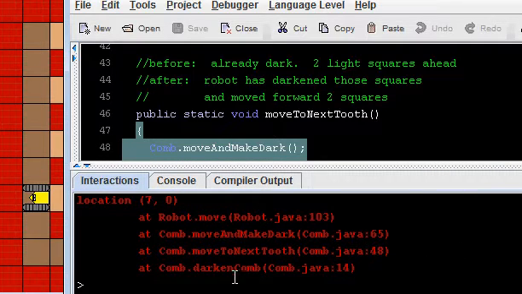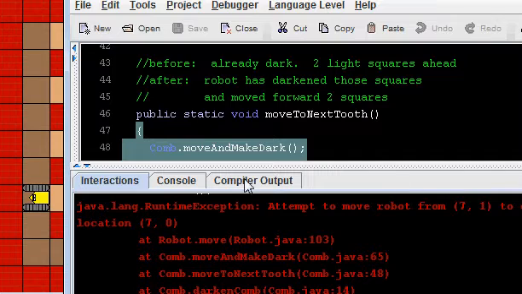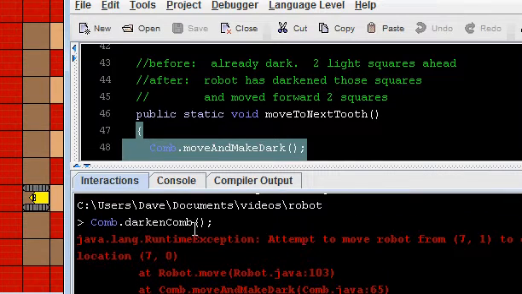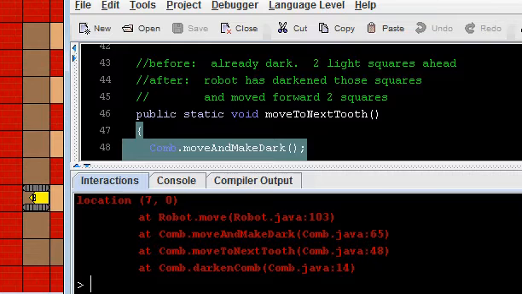And we learned that this means that our program crashed because we attempted to move the robot to an occupied location, in other words, into a wall. And we learned how to read an error message like this. It tells us we called darken comb, and indeed I did call darken comb. That was what started running the program, that was my main method. And on line 14 of darken comb, we apparently called move to next tooth, which on line 48 called move and make dark, which on line 65 called robot move. And on line 103 of robot move, apparently it crashed into the wall.